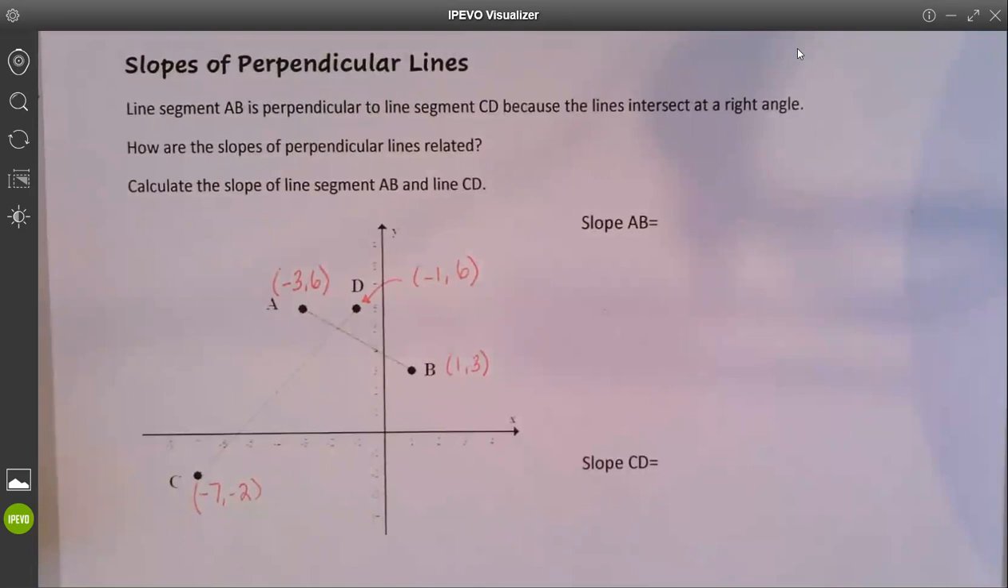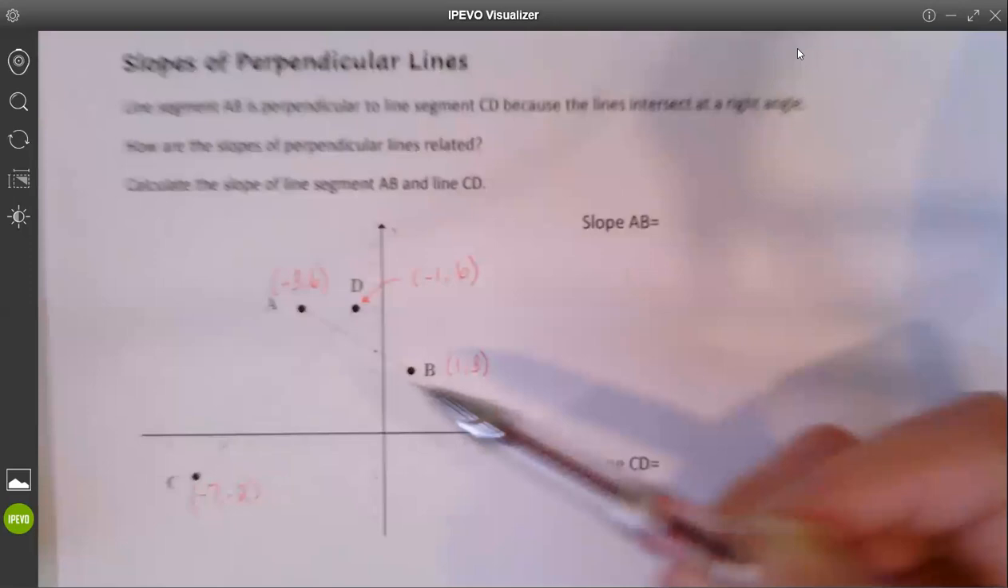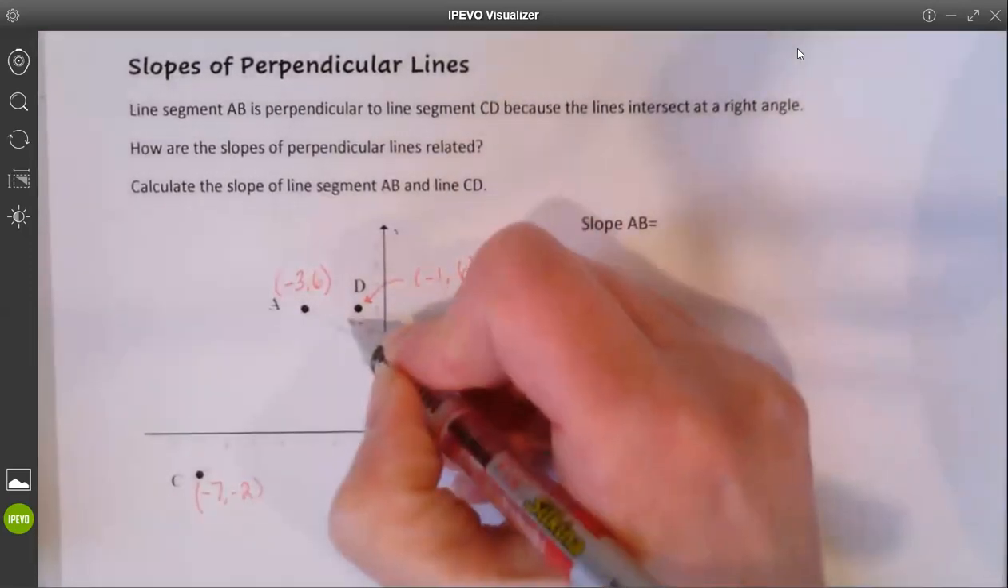In our last lesson, we learned that when you have parallel lines, the slopes of the two line segments are the same. Today, we're going to investigate the slope of perpendicular lines. Perpendicular means that the two lines will intersect at a right angle. That means a 90-degree angle. So in this diagram, line segment AB intersects line segment CD at a 90-degree angle.